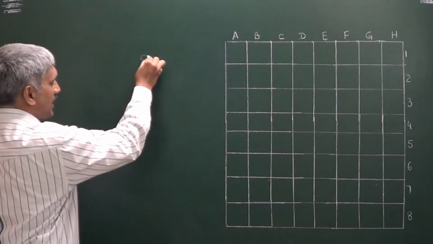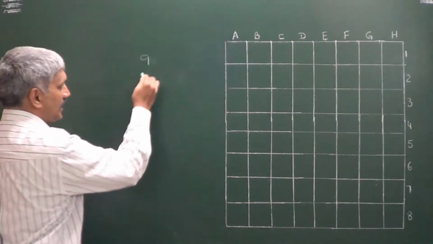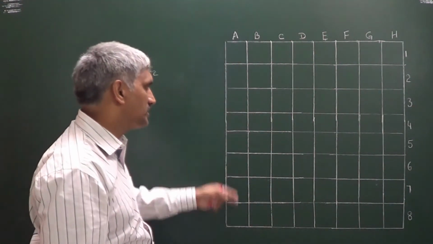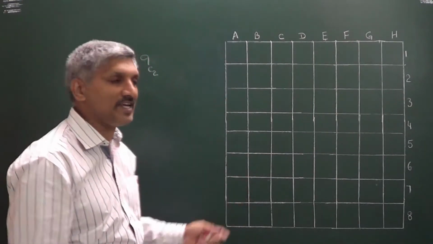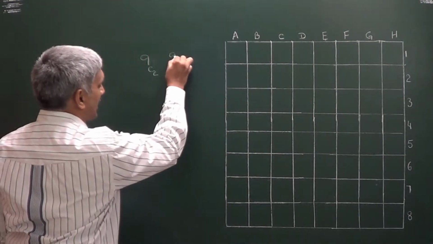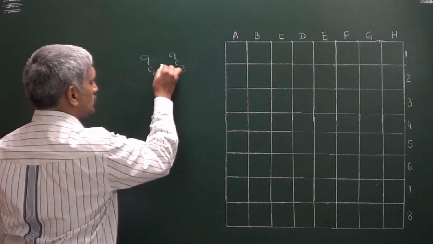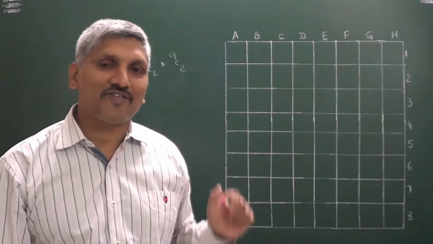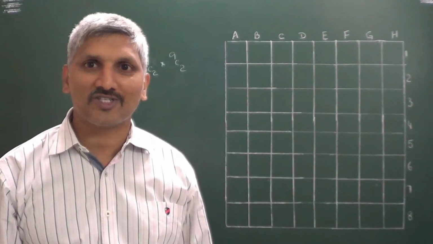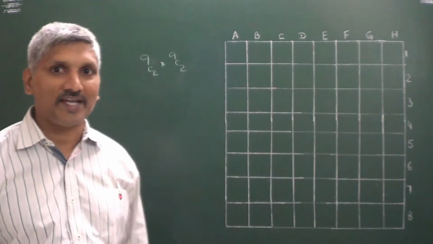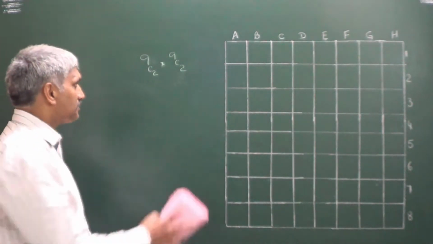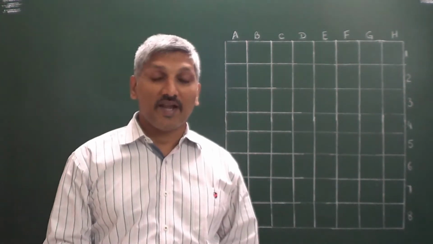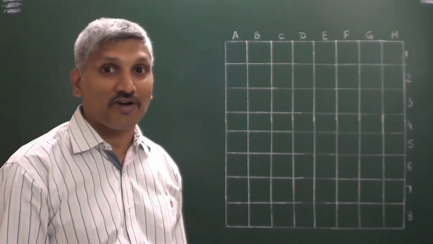So from those 9 horizontal lines, select two lines. And from the 9 vertical lines, select two lines. These two combinations give you a rectangle. That's why the number of rectangles in a chessboard is equal to 9C2 into 9C2. Now my question is, the number of squares in a chessboard, we have to find out.